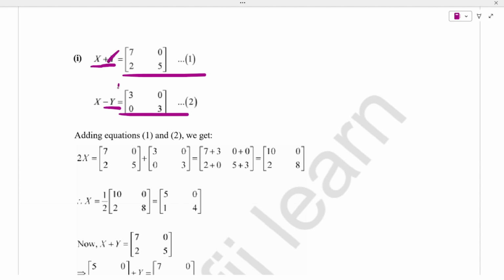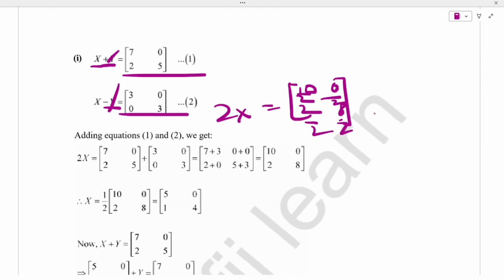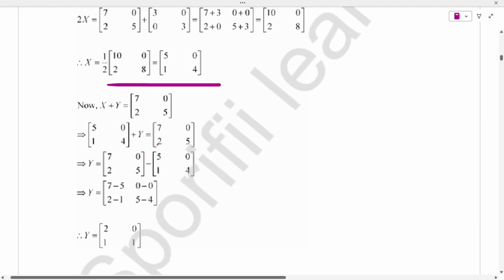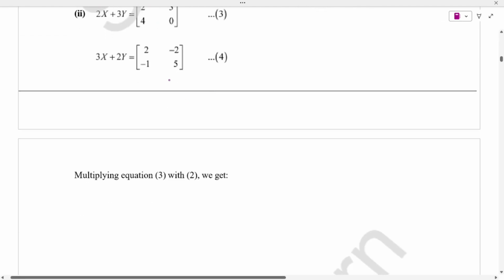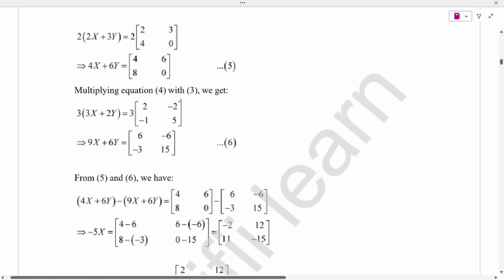Here y and y get cancelled, so 2x will be equal to, you have to add them both, right? So now you will get 7 plus 3 equal to 10, 0 plus 0 equal to 0, 2 plus 0, and 3 plus 5 equal to 8. This you get, then divide by 2 for each element, you will get the answer. Okay, that is you got x, you can easily find y now. That is, substitute x and keep y, and x you can send to this side. Next also, the same way you can find these answers.